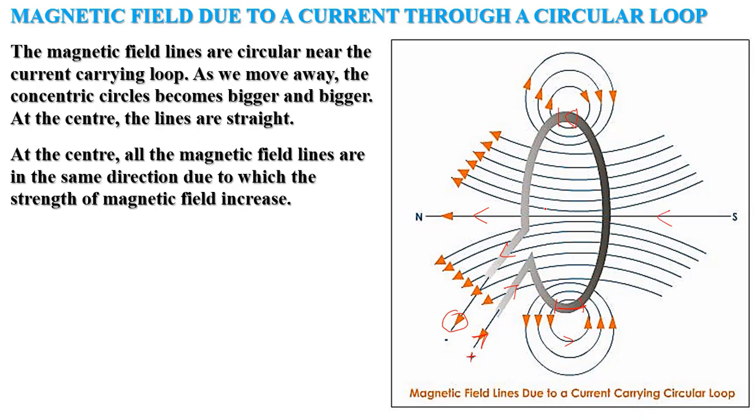It means one side of the coil will behave like a north pole and the other side will behave like a south pole. The conclusion is that the magnetic field lines are in the same direction, due to which the strength of the magnetic field increases.